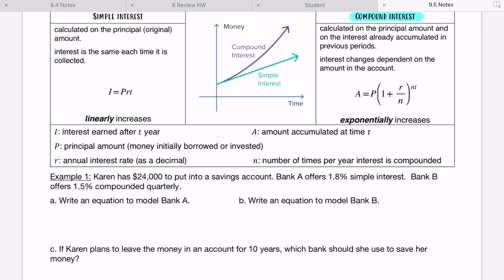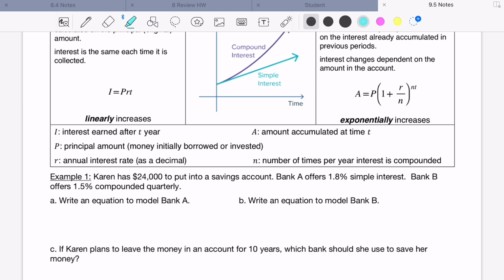So some key things that you need to be aware of, which will not be given to you on the test, is that I represents the interest after year T. P is the principal amount or the initial amount, what you start with. R is the interest rate. And this is super important here. It's always as a decimal, so you're going to get it as a percent, and you're going to have to convert it to a decimal. And then A is the amount that's accumulated over time, and N is the number of times per year that they're going to reassess and give you interest on top of interest.